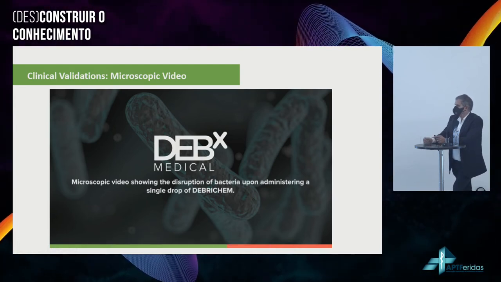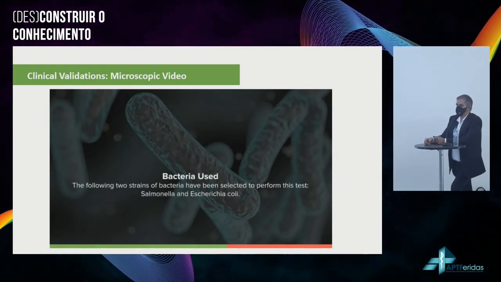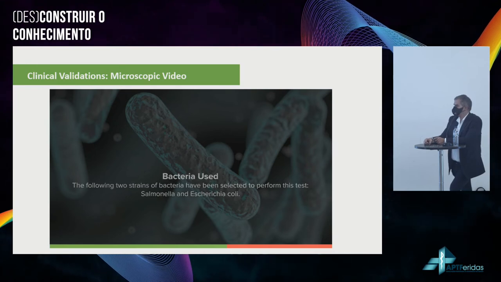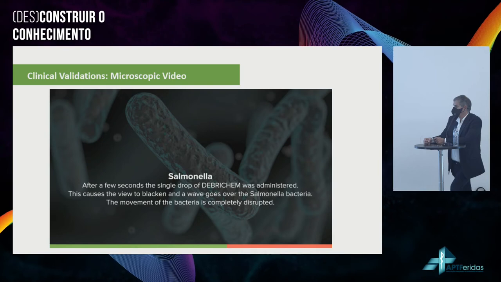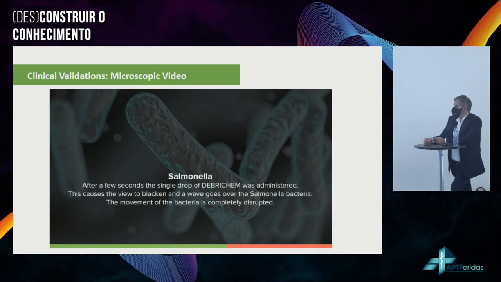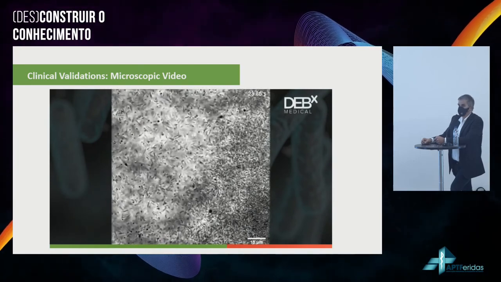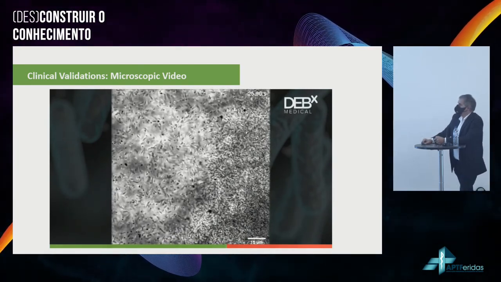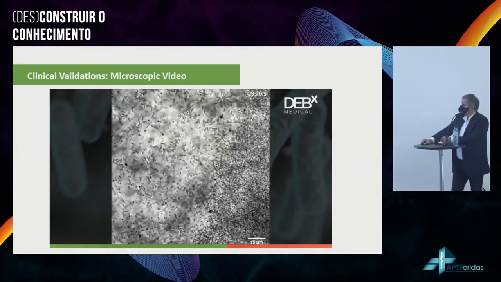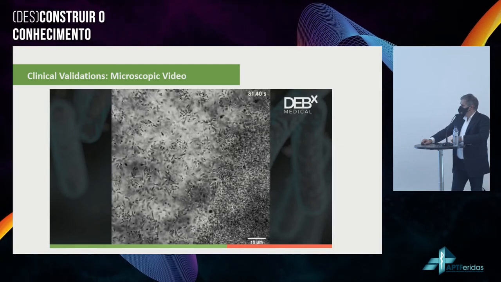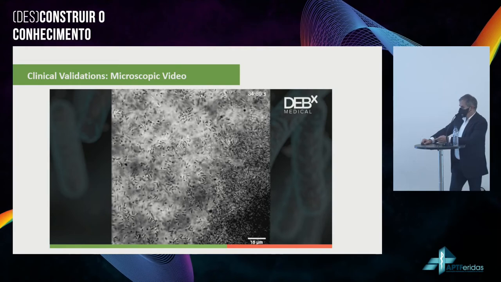We used two bacteria to mimic this. We were looking for bacteria that are quite active in their movements, so we took Salmonella and E. coli. From the top side here, you will see a shadow coming, that's the needle. The magnification scale is quite big. You will see a wave going down that way, and you see no movement whatsoever anymore besides the liquid gently moving.